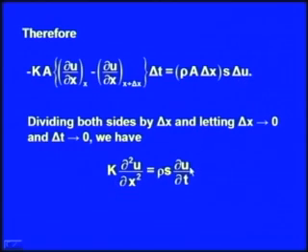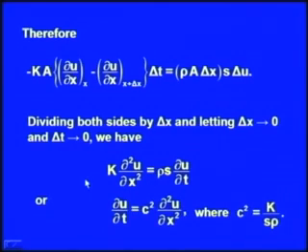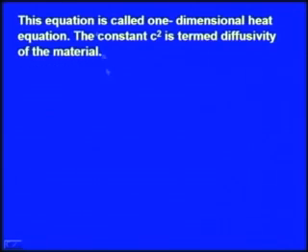Delta u by delta t will go to delta u over delta t as delta t tends to 0, and we shall have rho into S. So, k into delta square u by delta x square equals rho S into delta u over delta t, or we may say that delta u over delta t is equal to c square times delta square u over delta x square, because k over S rho is a positive quantity. So, we can write it as the square of a constant c. Now, this equation is called the one dimensional heat equation. The constant c square is termed the diffusivity of the material.